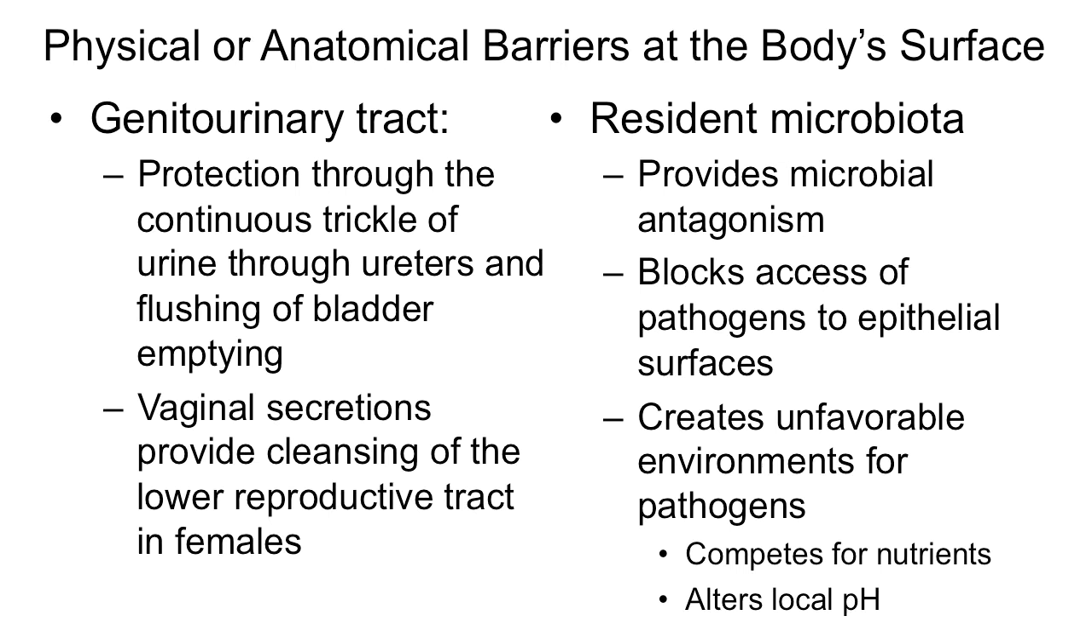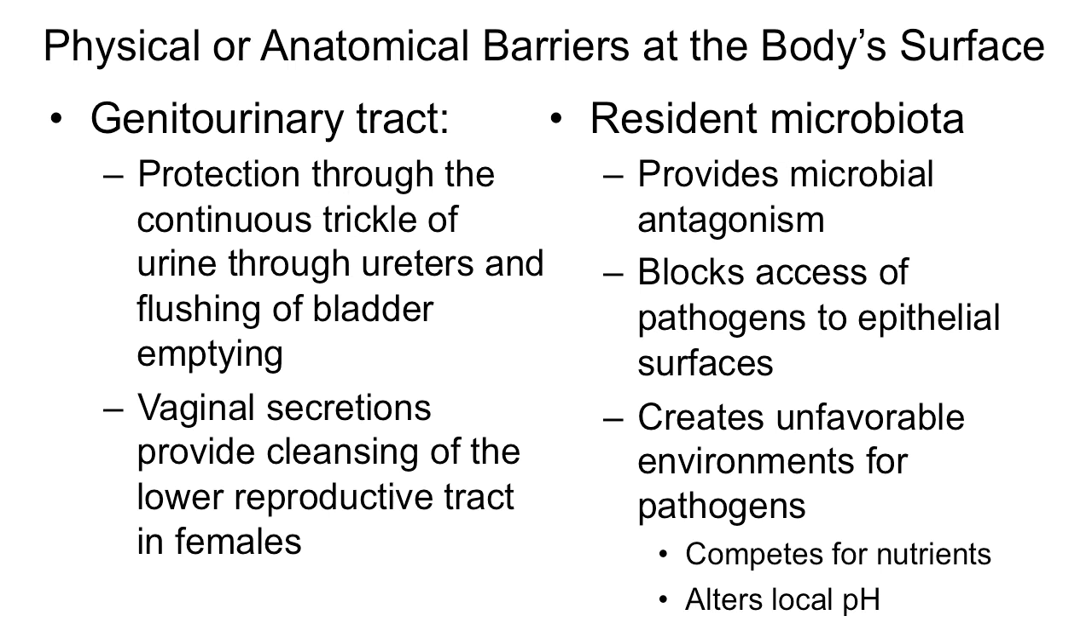The urogenital tract and the digestive tract are also another part of the mucosa. In the urogenital tract, we have protection through the continuous trickle of urine from the ureters and the flushing of the bladder as it empties. That leads to a lot of the washing out of microorganisms that could attach themselves to the membrane of the cells. And in females, we have vaginal secretions, which provide a cleansing mechanism to the lower reproductive tract in the vagina.